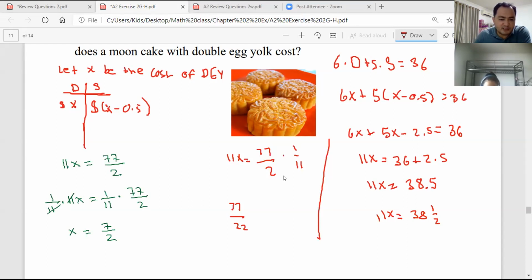So now, since it's about money, we better leave our answer as a decimal, corrected to 2 decimal places. So that is 3.50.